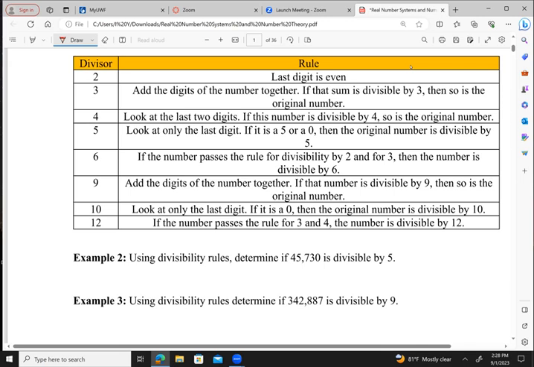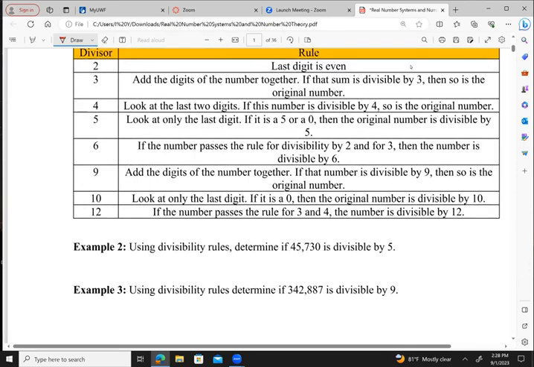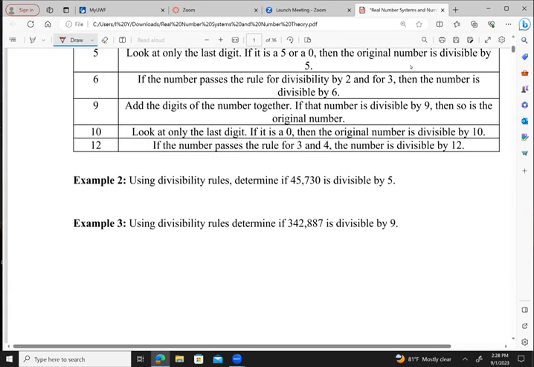For 6, if the number passes the rule for divisibility by 2 and for 3, then the number is divisible by 6, which makes sense. To test for divisibility by 9, add the digits of the number together. If that number is divisible by 9, then so is the original number. Divisibility by 10, look at only the last digit. If it's a 0, then the original number is divisible by 10. And for 12, if the number passes the rule for 3 and 4, the number is divisible by 12.